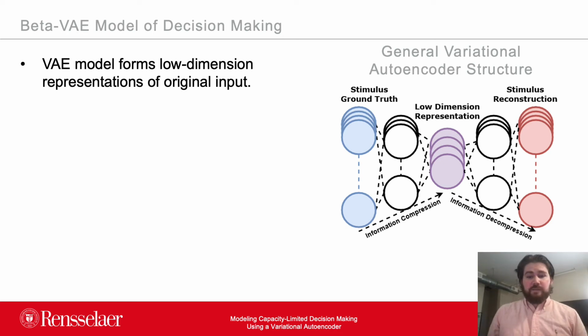The model described in this talk is based on a variational autoencoder, which is a deep neural network model that takes in as input some stimulus, which can be an image or other input, and forms a low-dimension representation of that stimulus. The model then uses this low-dimension representation to reconstruct the original stimulus as closely as possible. So the network is trained based on the similarity between the original image or input and the reconstructed stimulus.